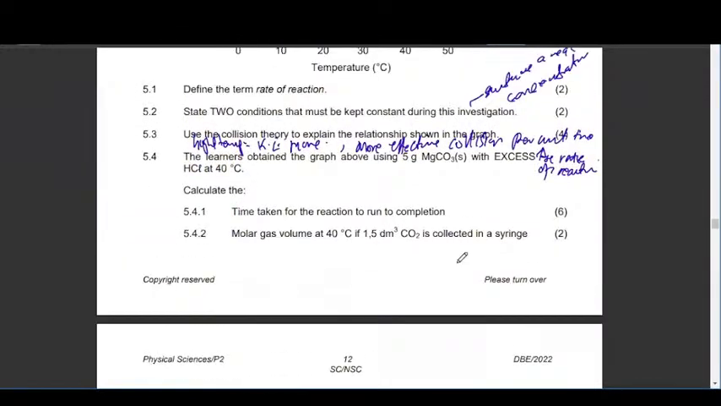I'm just looking for a space here. Okay, let me use this. So what are you going to write here? What are you going to look for? Because there is nothing given here related to time. So what you need to do is to relate it to rate.